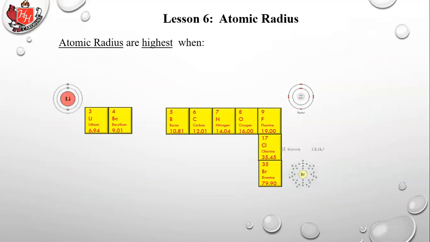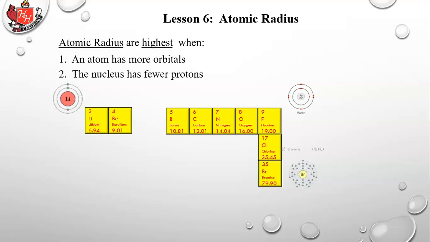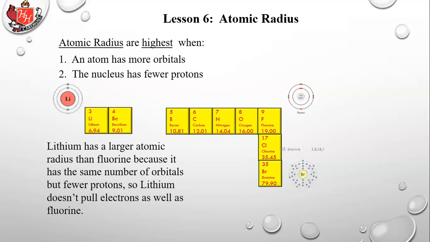Atomic radius is highest when an atom has more orbitals and the nucleus has fewer protons. So lithium has a larger atomic radius than fluorine because it has the same number of orbitals but fewer protons. So lithium doesn't pull its electrons in as well as fluorine. It doesn't pull them as tightly. Now that's kind of counterintuitive. That goes against what you would think.